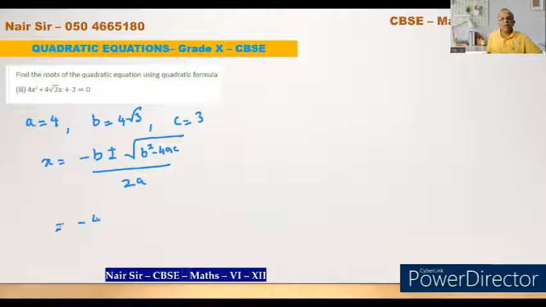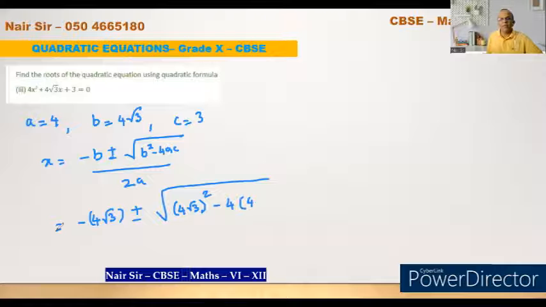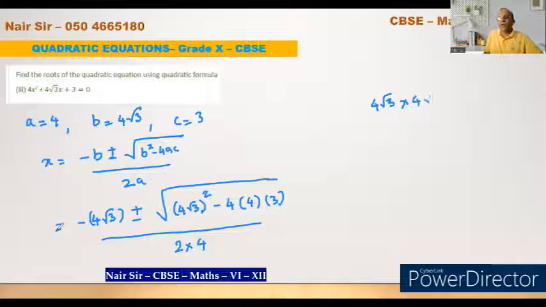Substitute. Minus 4 root 3 plus or minus square root of 4 root 3 the whole square minus 4ac, where A is 4 and C is 3, upon 2a. Now, break this one. 4 root 3 into 4 root 3 is what? 4 fours are 16 and root 3 into root 3 is 3. So 16 threes are 48.